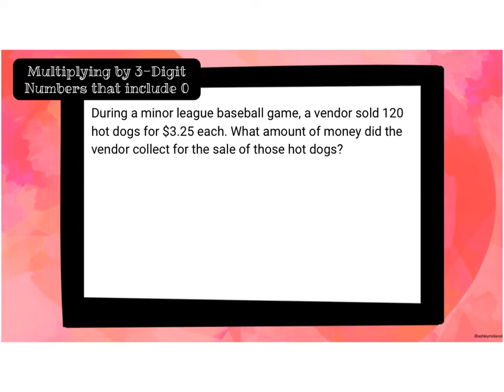During a minor league baseball game, a vendor sold 120 hot dogs for $3.25 each. What amount of money did the vendor collect for the sale of those hot dogs? So somebody tell me how to set up my problem so I can solve for this. What would you put on top and what would you put on bottom? 325 times 120. That's what I would do. I would do it like this too.